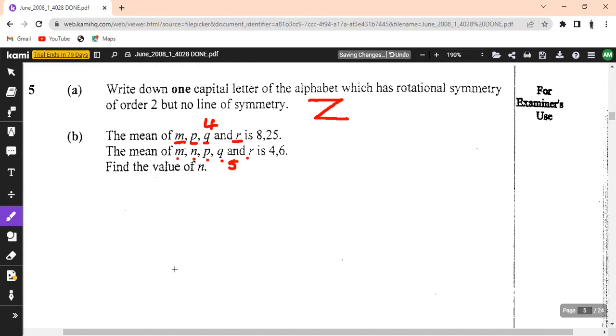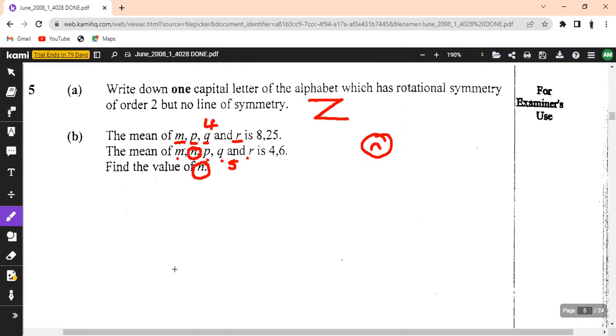Okay, so what is the value of N? N is the only new term here. M was the same, P was there, Q was there, R was there. So N is the part that we added to these terms so that they become 5. There were 4 previously, now they are 5. So what are you going to do? Find the sum of 4 terms.